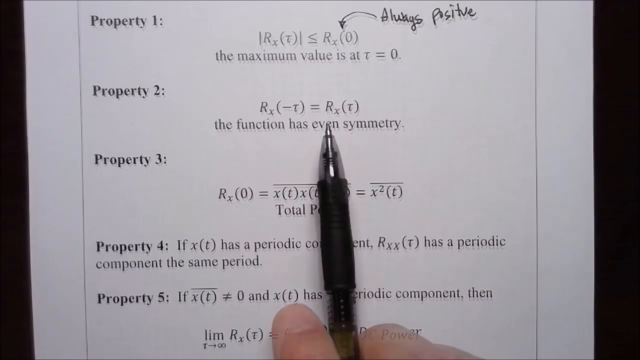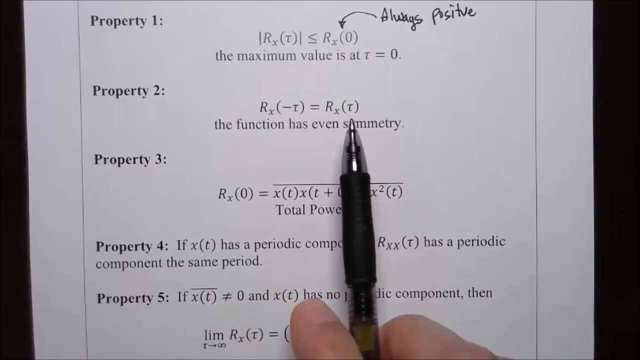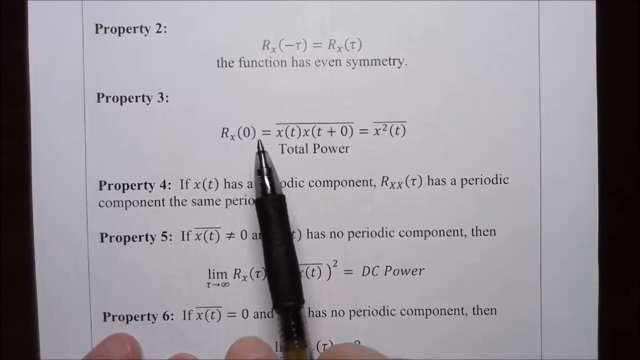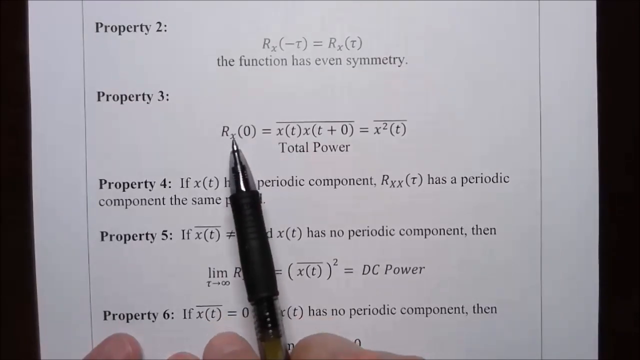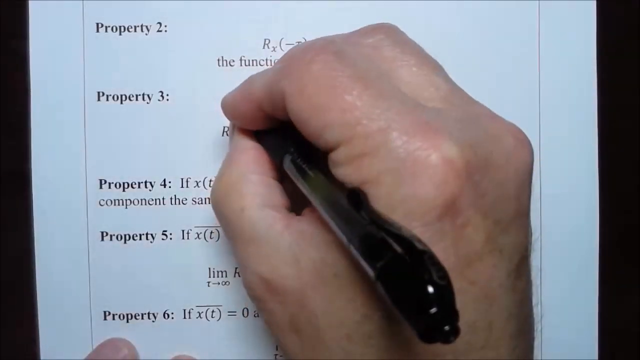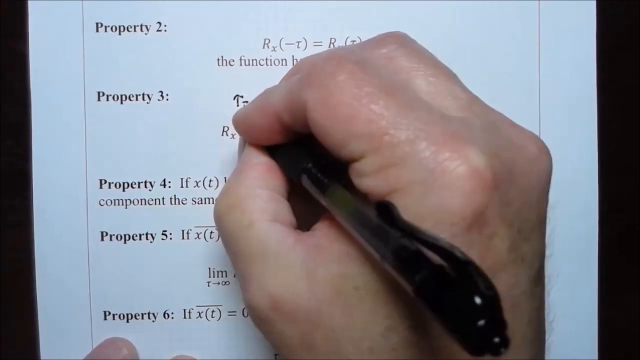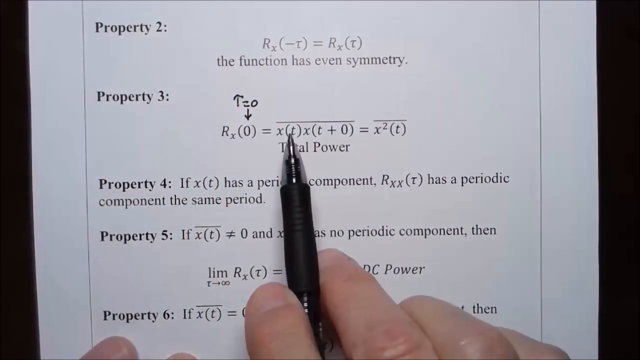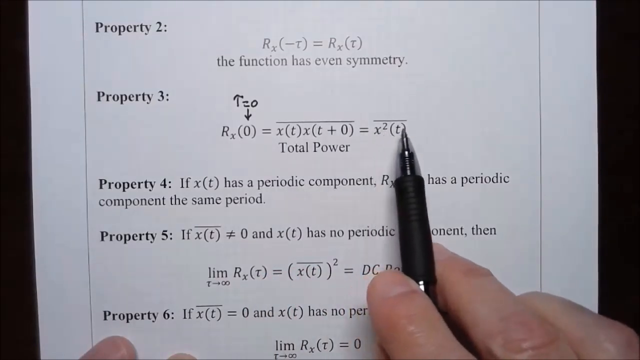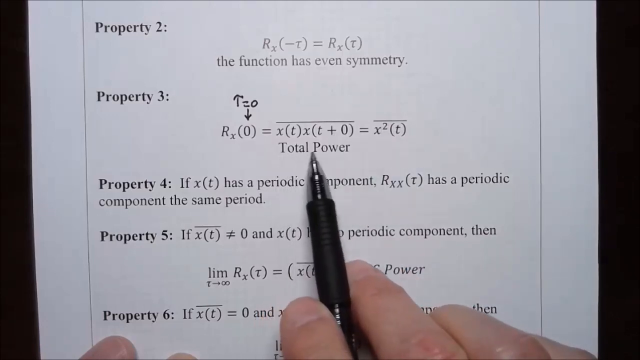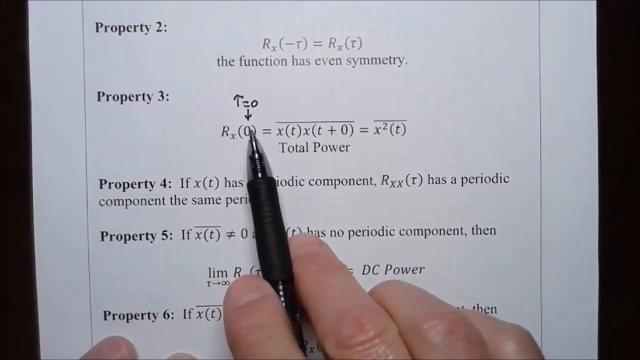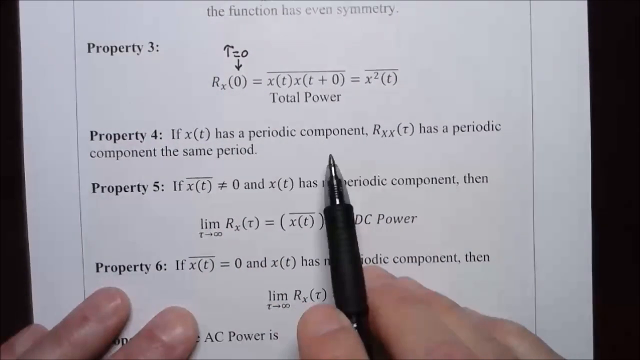Second property is the autocorrelation has even symmetry. Third property, the value of the autocorrelation at time shift tau equals 0 is going to be x of t times x of t plus 0, time averaged. Well, that's simply x squared of t time averaged. That is our definition of the total power. So the value of the autocorrelation at time shift tau equals 0 gives us the total power.